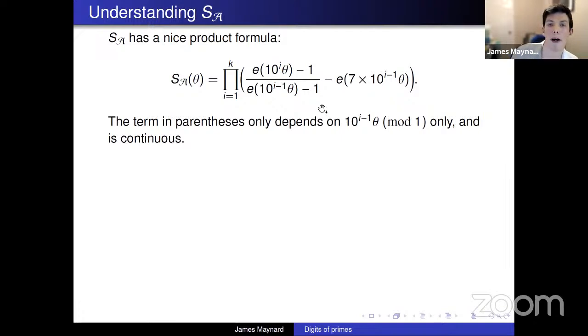And moreover, the ith term in the product is just a function of 10 to the i minus 1 times theta modulo 1, and it's continuous. So it has this really nice, very structured property, and this is exceptionally useful for doing analysis.